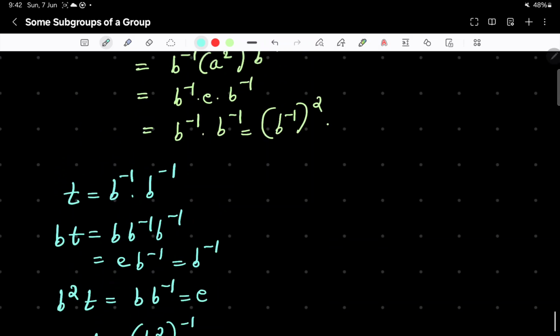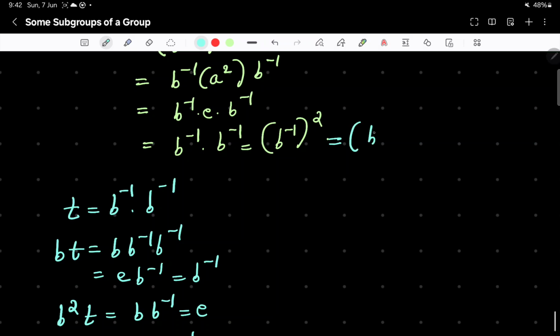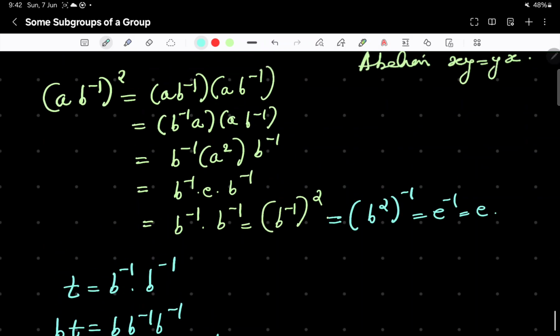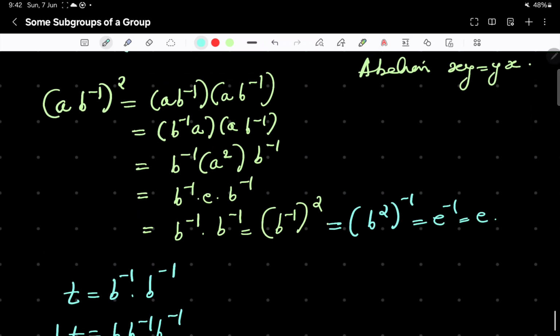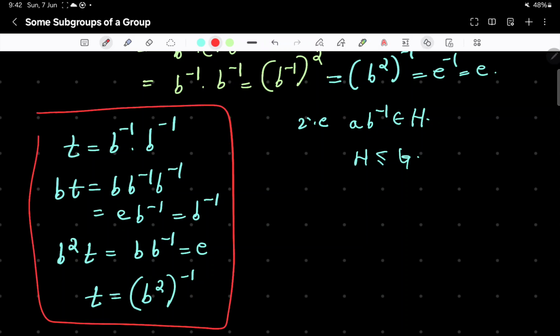Right? So let's substitute that here. So B inverse square is indeed B square inverse. So what is B square? E inverse, that is E. Okay. So what we have proved is AB inverse square is E, that is AB inverse belongs to this set. That means H is a subgroup of G, right? That's the idea. Okay, so you keep that in mind.